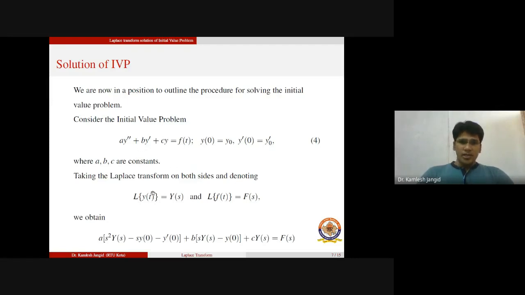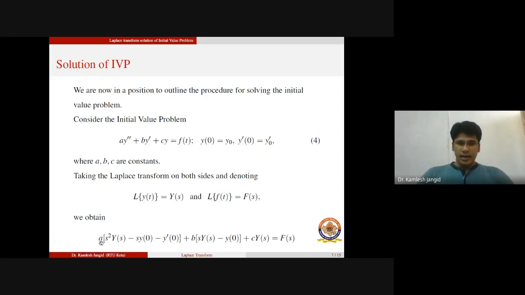Denote the Laplace transform of the dependent variable y as capital Y, which is a function of s, and the Laplace transform of the right hand side, which is a function of t, as capital F of s, and use the previous theorem, the Laplace transform of the derivatives theorem. So we obtain here, if you take the Laplace transform of this term, it means the Laplace transform of the second derivative. So put n equals 2 in the Laplace transform of the derivative theorem.